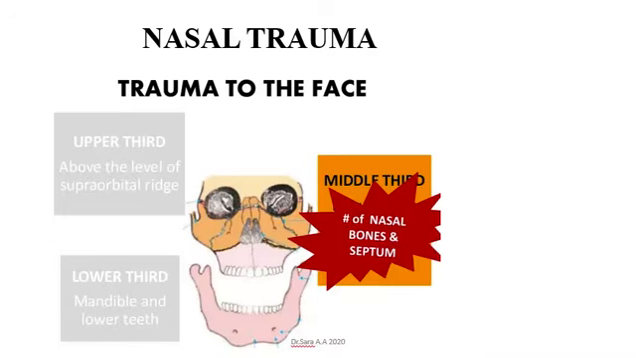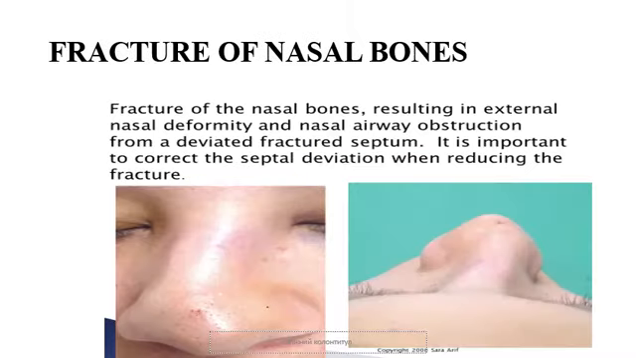About nasal trauma: during trauma to the face, the most damaged part is the middle third. When the middle third is damaged, the nasal bones and nasal septum are damaged, and we call this a fracture. Fracture of the nasal bones results in external nasal deformity and nasal airway obstruction from a deviated, fractured septum. It's important to correct the septal deviation when reducing the fracture.